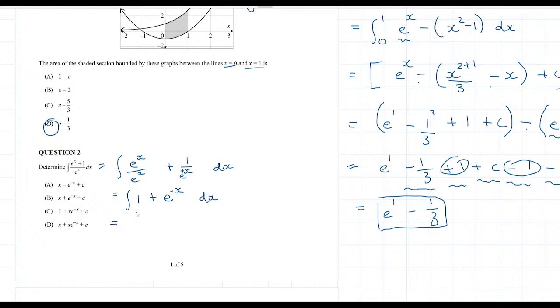Okay, so let's integrate that. Integral of 1 is just x. Integral of e to the power of something is going to be e to the power of the same thing divided by its derivative. So the derivative of negative x is just negative 1. And our plus c. So let's simplify that. So this becomes x. When you divide something by negative 1, the sign changes to negative. So negative e to the negative x plus c. So that's A for question 2.